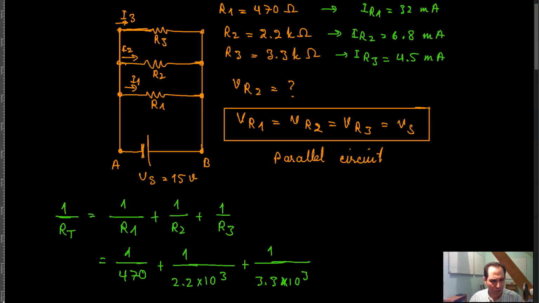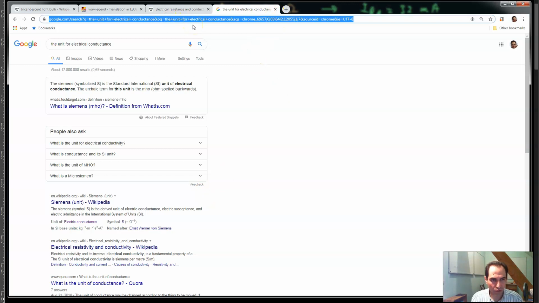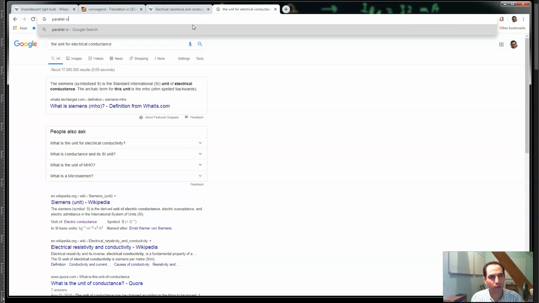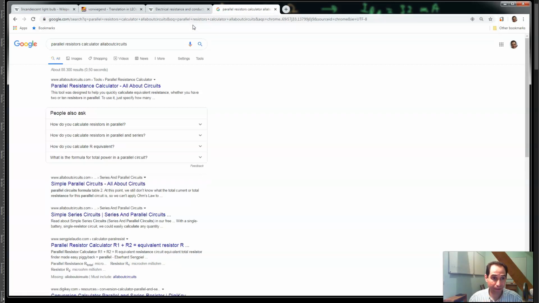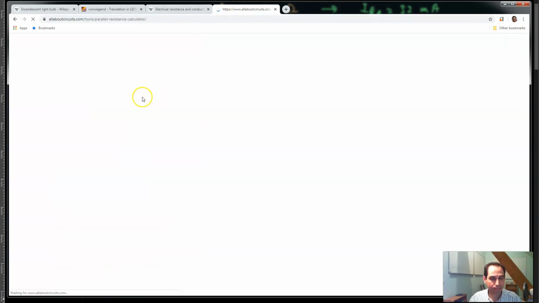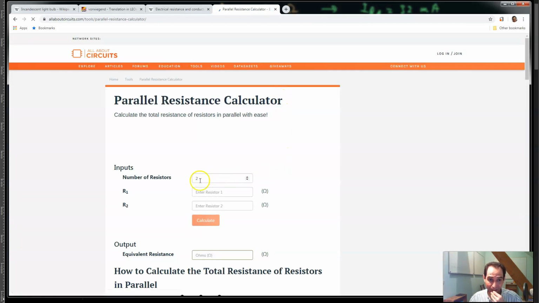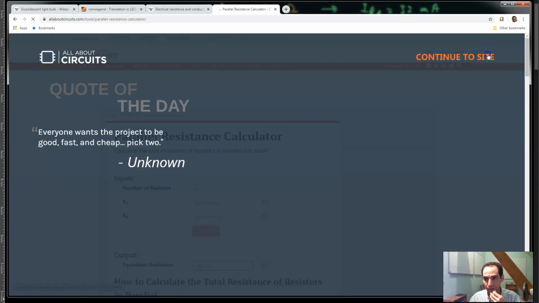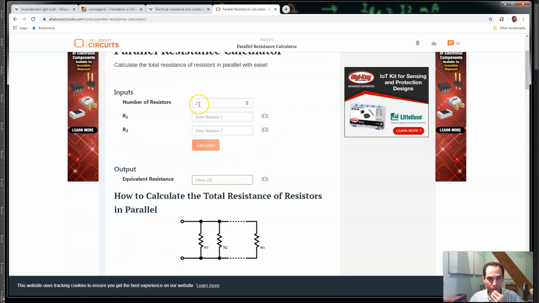One more way to do it, which is of course simpler, is that you can go to All About Circuits. For example, you can go to the parallel resistors calculator. All right. If you go over here and suppose that you have the number of resistors as 3, for example, and then you have... it didn't change actually, it should have changed.